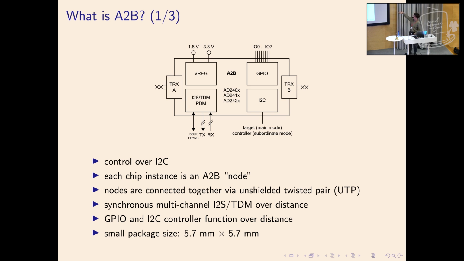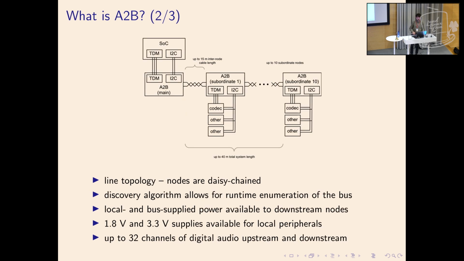And these transceivers that you see, the A side and the B side, are just unshielded twisted pair cables, and you basically take these chips and daisy chain them together. So you have this line topology. A typical use case is something like this. You have your SoC, hopefully running Linux in the future, and you hook it up to a terminal node in the system, which is known in the documentation as the main node. And then you have this daisy chain of A2B transceivers, A2B chips, B side to A side, B side to A side, B side to A side.